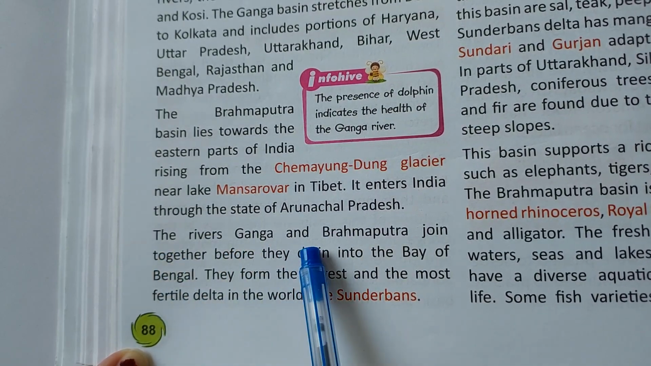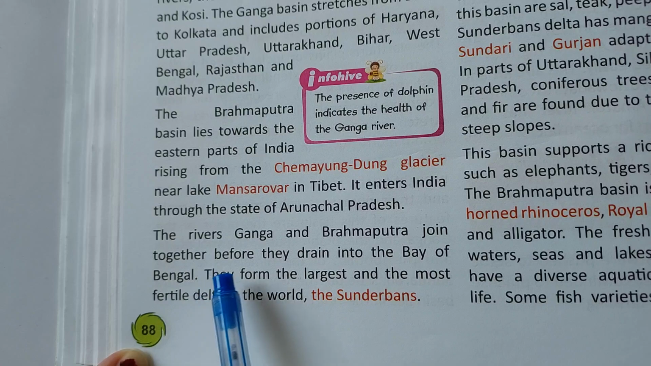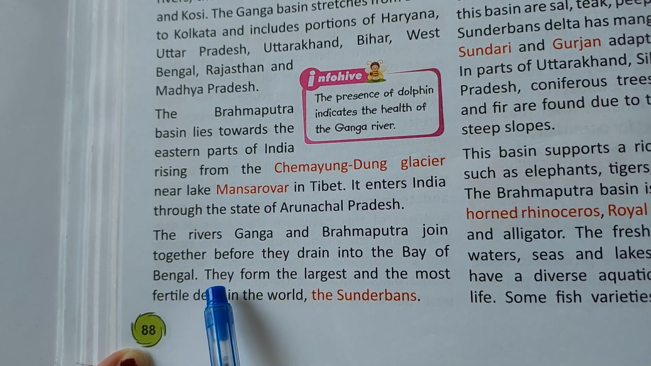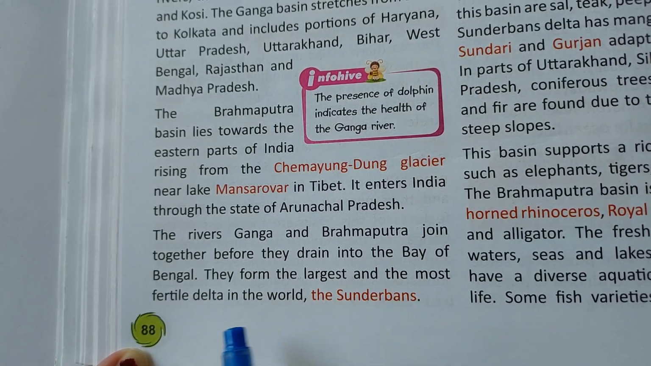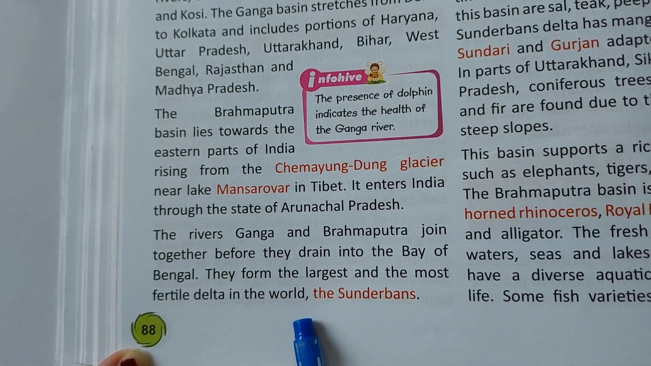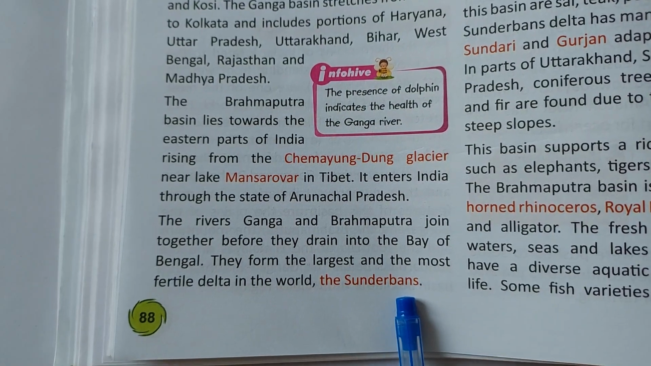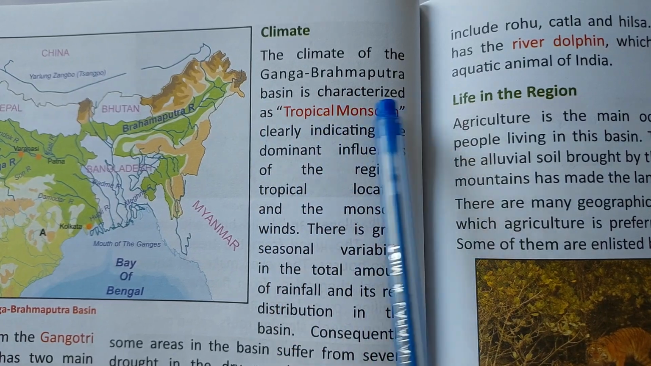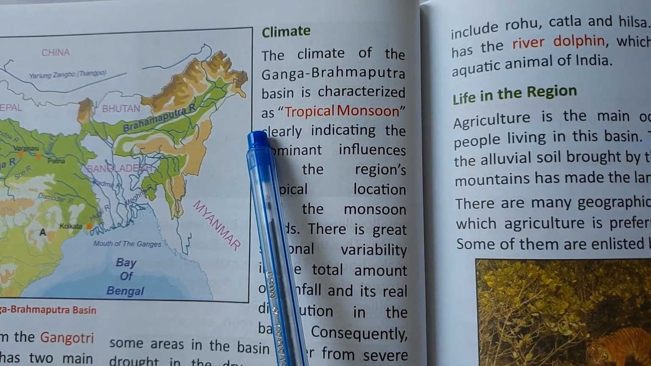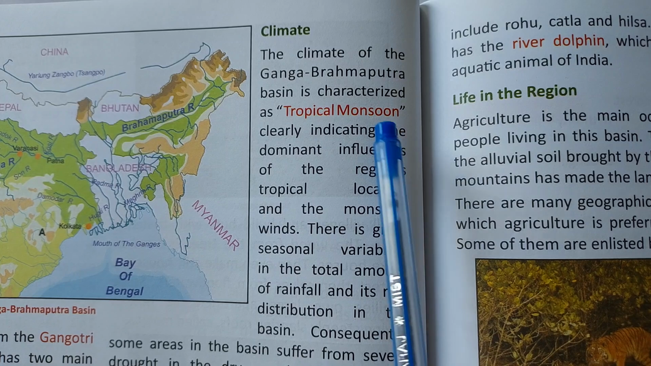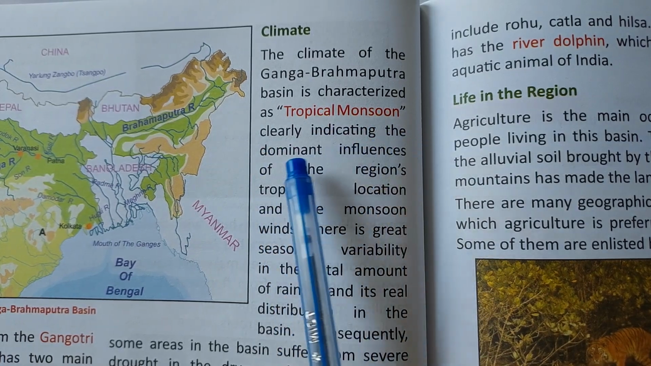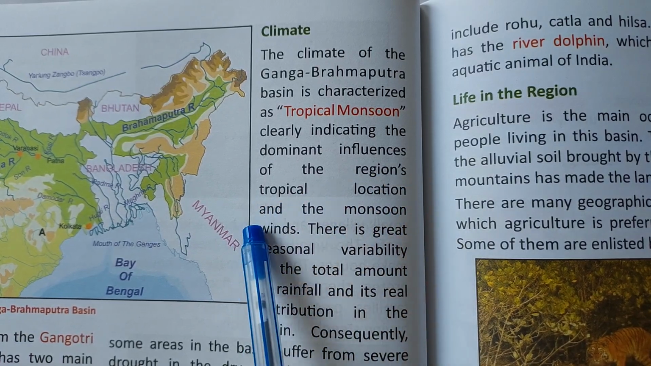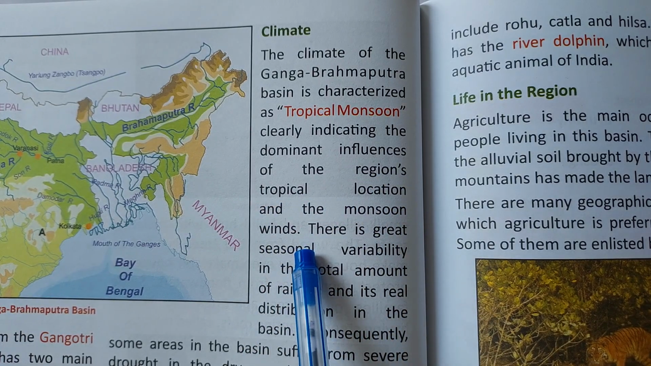The river Ganga and Brahmaputra join together before they drain into the Bay of Bengal. They form the largest and the most fertile delta in the world, the Sundarbans. Climate. The climate of the Ganga-Brahmaputra basin is characterized as tropic monsoon, clearly indicating the dominant influences of the region's tropical location and the monsoon winds.